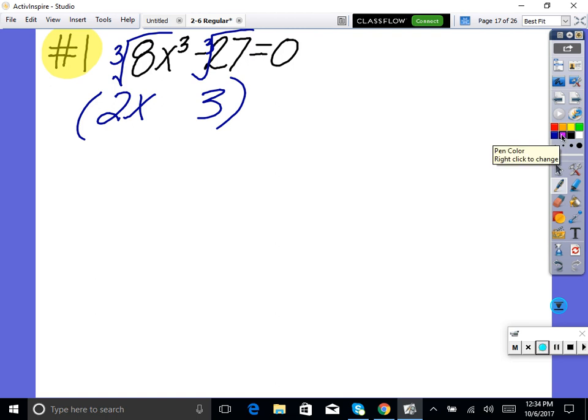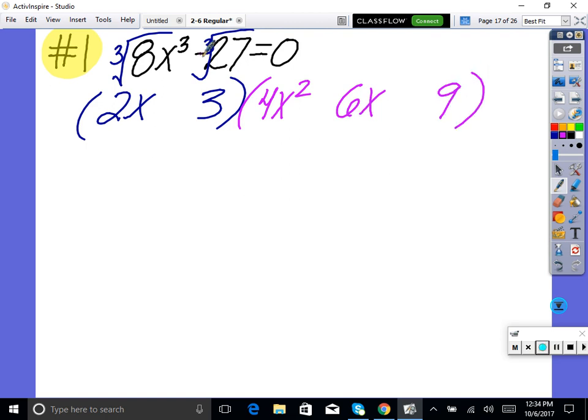Here we go. Everybody focusing. The front times the front, 2x times 2x. Then the front with the back. Then the back times the back.